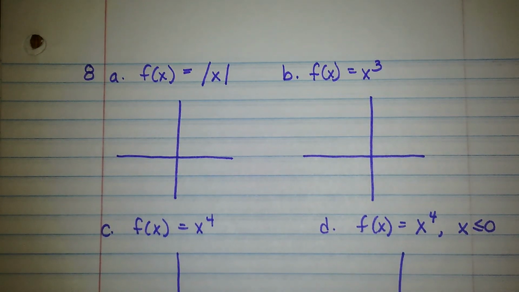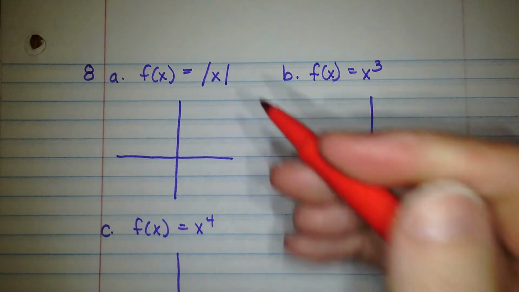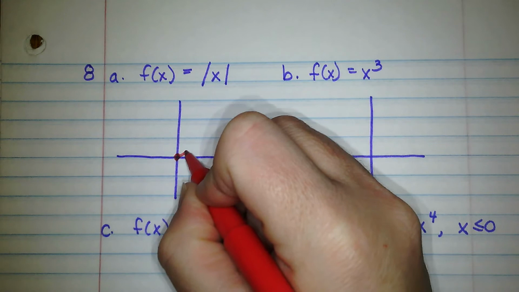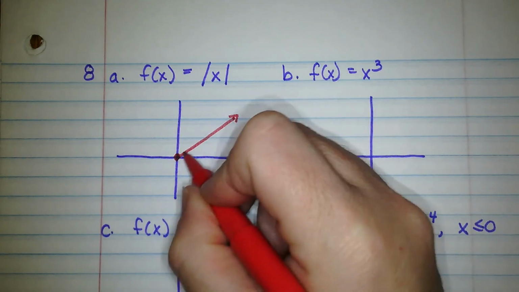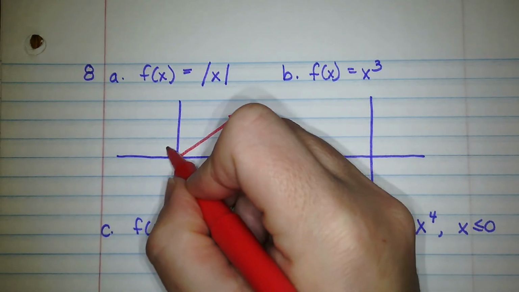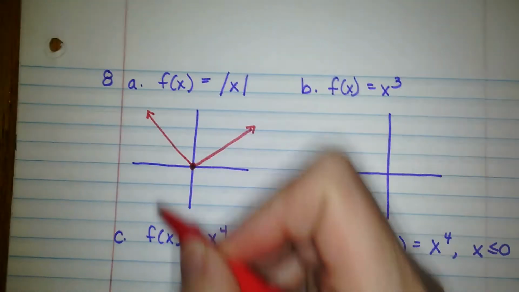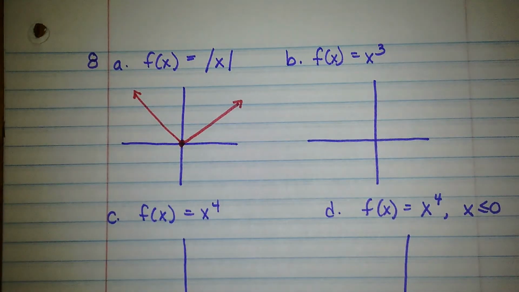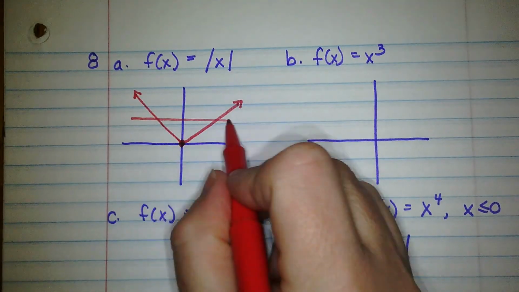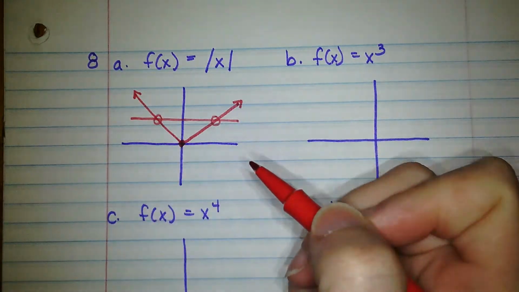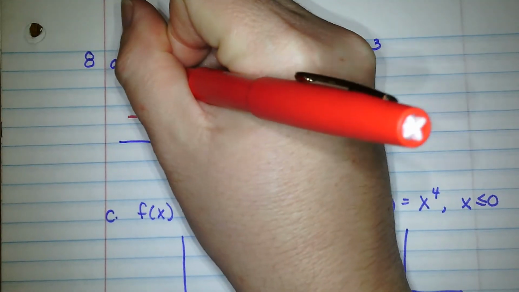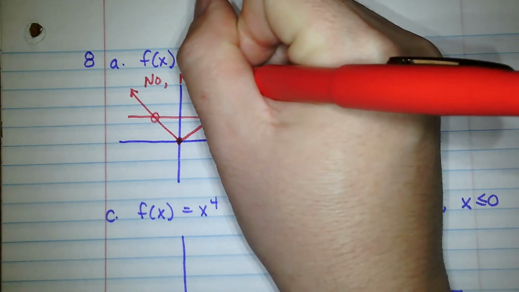The first one we're going to look at is the absolute value of x graph. The absolute value of x graph starts at 0, 0, and it climbs up y equals x this way, and it climbs up y equals negative x that way. This is the parent function for absolute value of x. If you take a look at this, this does not pass the horizontal line test. So this is no inverse.